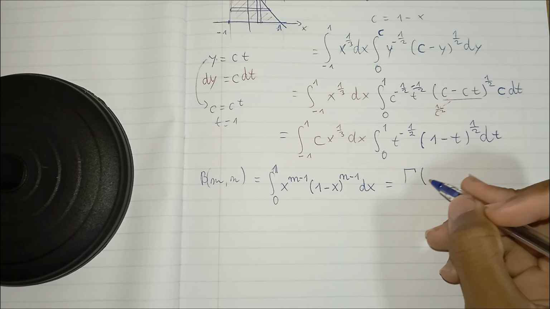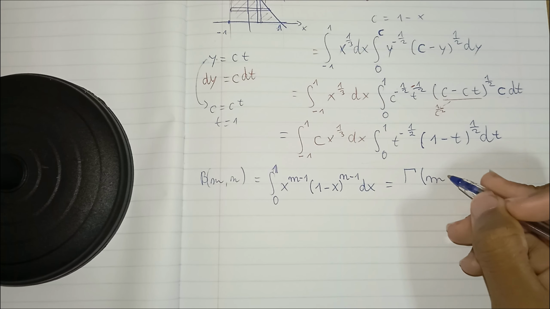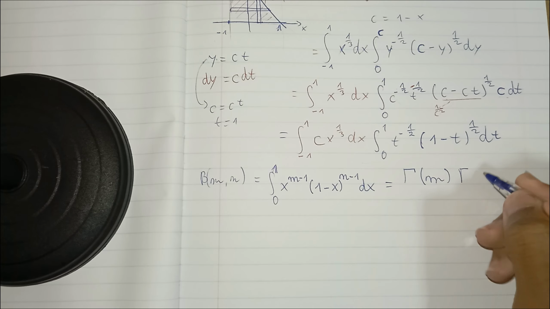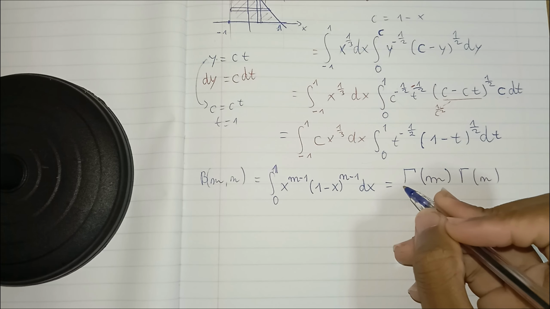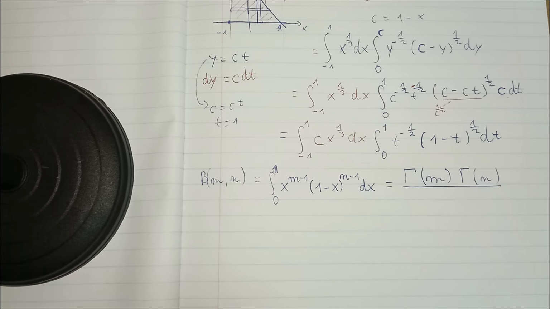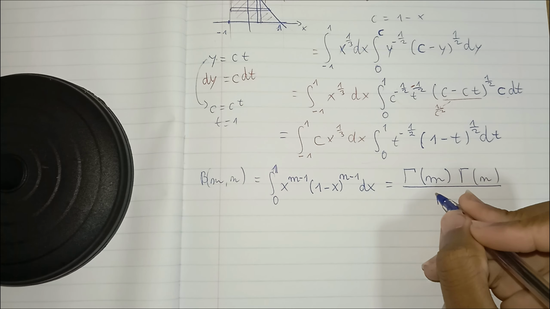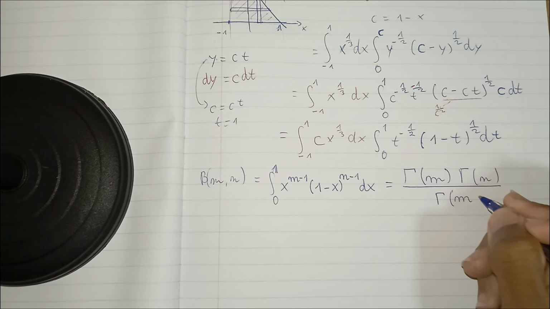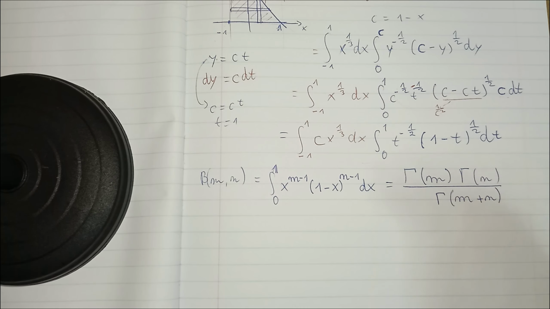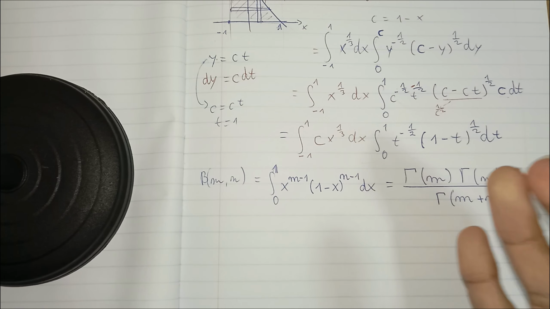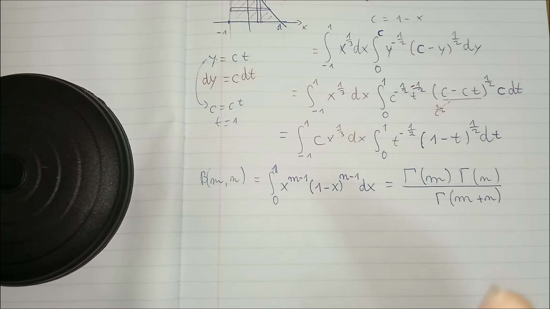I just wanted this, only that, because I know it's equal to gamma, it's another function, gamma of n, over gamma of m plus n. Let's go. So in this video we change the limit of integration. We use the beta function. Of course, using the beta function, it involves the gamma function.